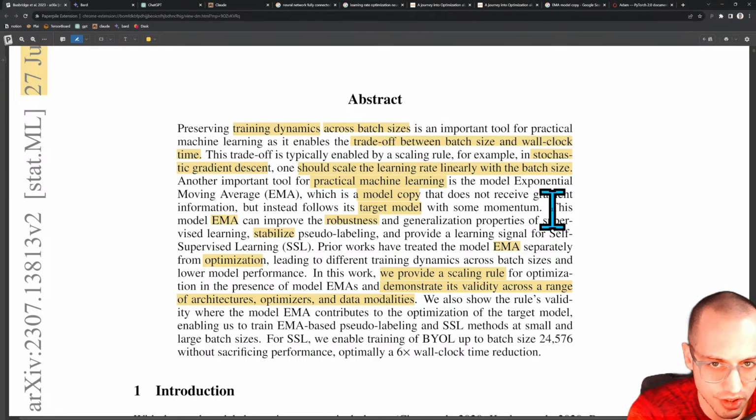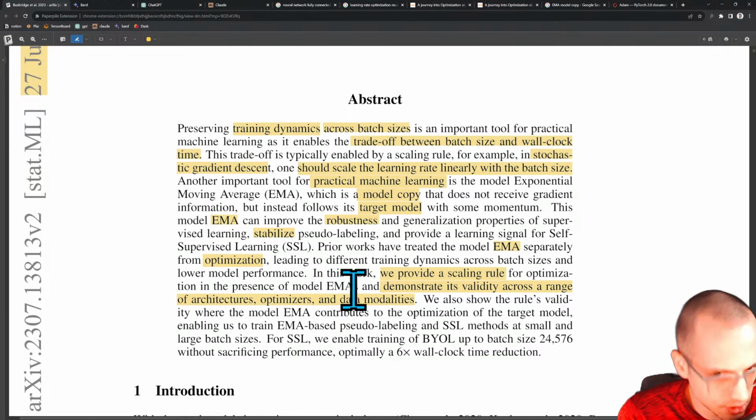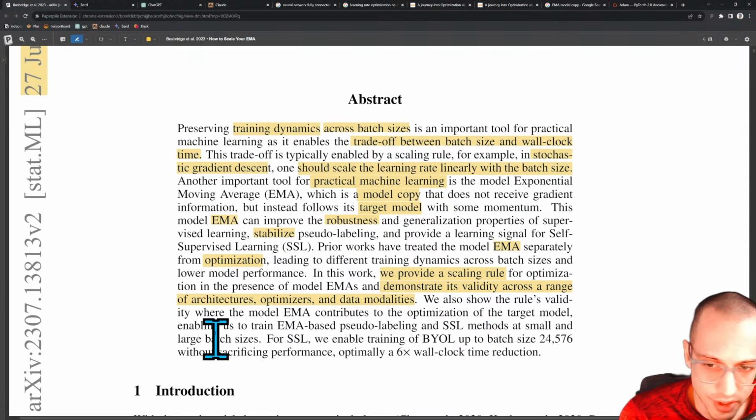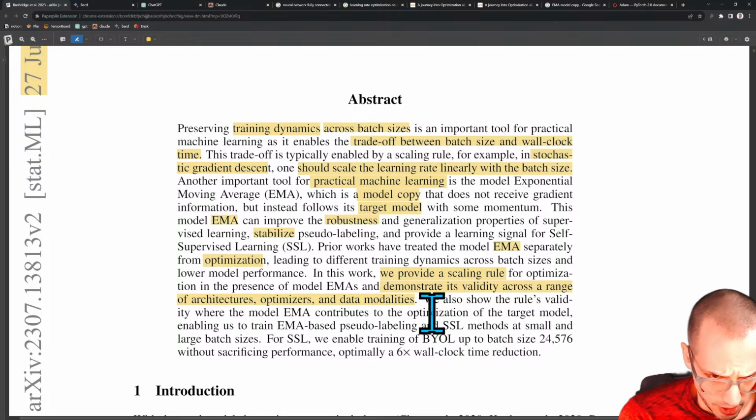They want to show that it works across all the different data modalities: image, text, graphs, IMU, sensor data, whatever you want. All the different optimizers, so all these different optimizers here. They also want to show that it works for a bunch of different architectures like transformers, convnets, and so on. We also show the rule's validity where the model EMA contributes to the optimization of the target model, enabling us to train EMA-based pseudo-labeling and SSL methods at small and large batch sizes.